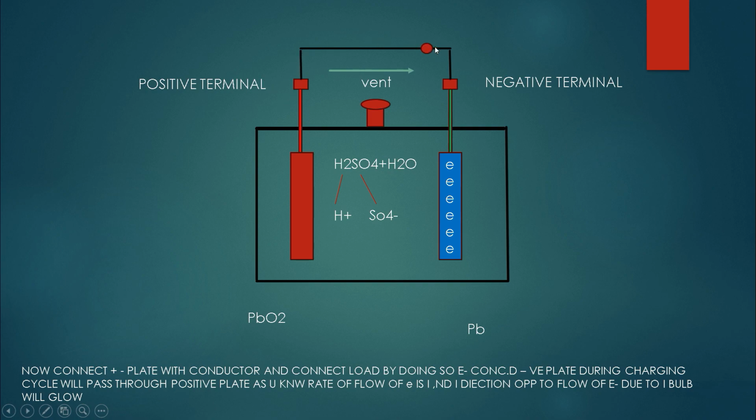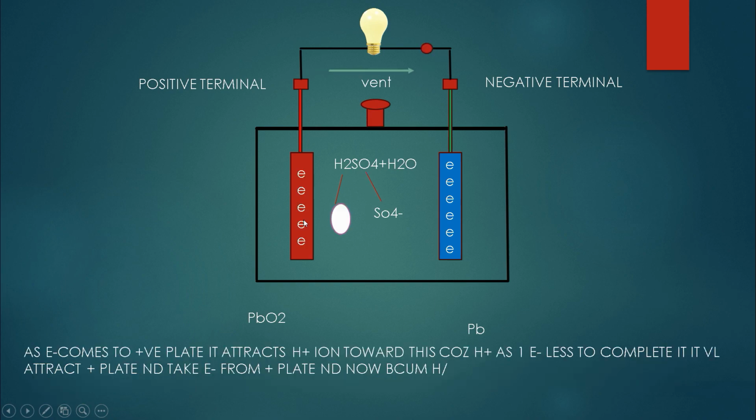We are connecting this positive and negative terminal with a conductor, and in between we are connecting a load. Once a load is connected, the electrons will start to flow from this lead to this positive plate, and due to this the bulb will start to glow, because as the electrons flow, the current flows in the opposite direction to it.